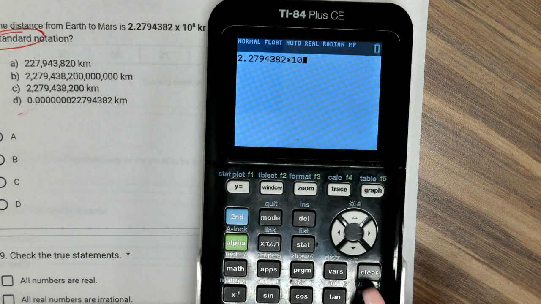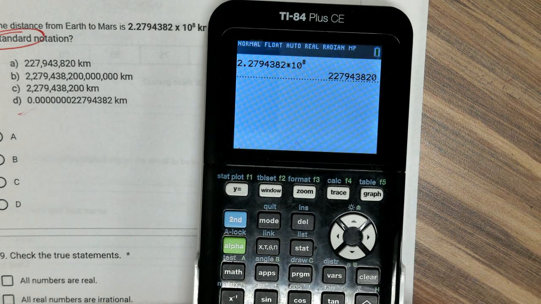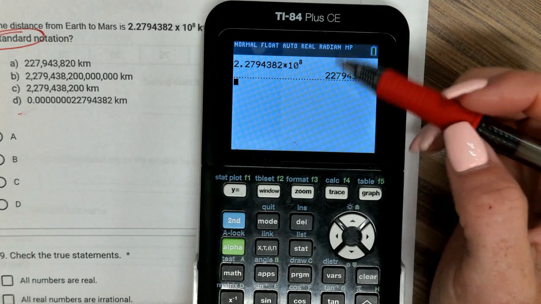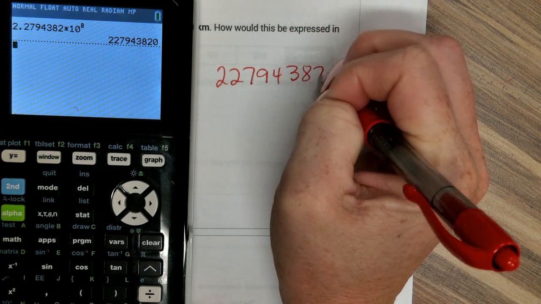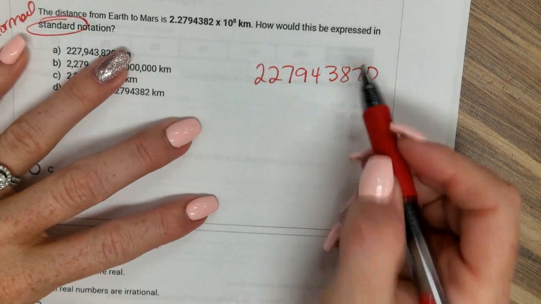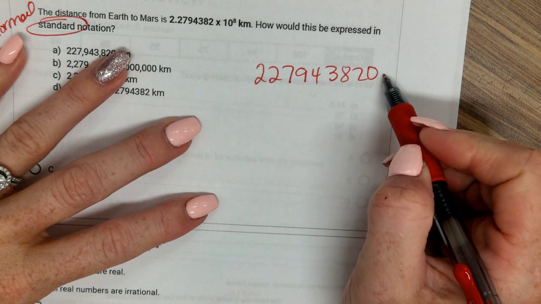2.2794382 times 10 to the 8th. Did it work? Yeah. So my answer is 227. I'm going to write it down. 227943820. If you want commas in it, you start at the back and count 3 numbers.